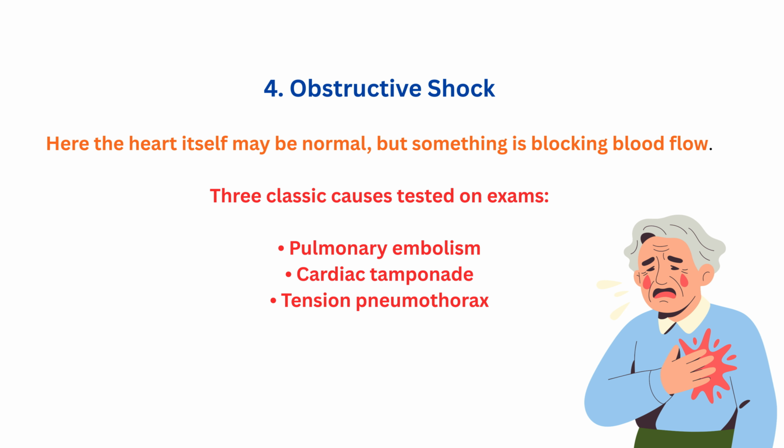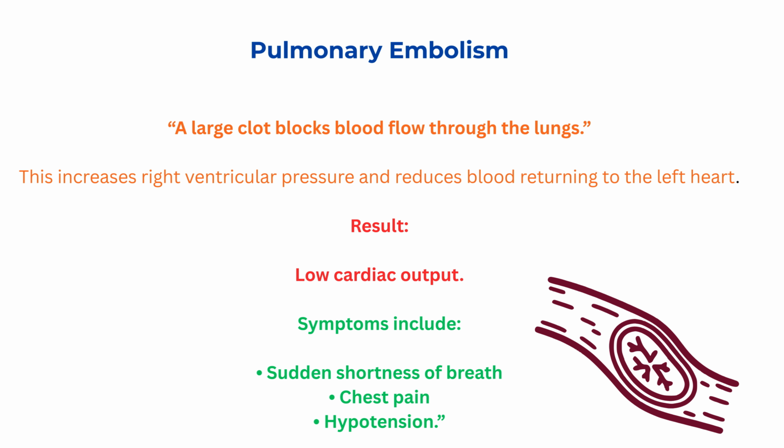4. Obstructive shock. The last category is obstructive shock. Here, the heart itself may be normal, but something is blocking blood flow. 3 classic causes tested on exams: pulmonary embolism, cardiac tamponade, tension pneumothorax. Let's go through them. Pulmonary embolism. A large clot blocks blood flow through the lungs. This increases right ventricular pressure and reduces blood returning to the left heart. Result: low cardiac output. Symptoms include sudden shortness of breath, chest pain, hypotension.